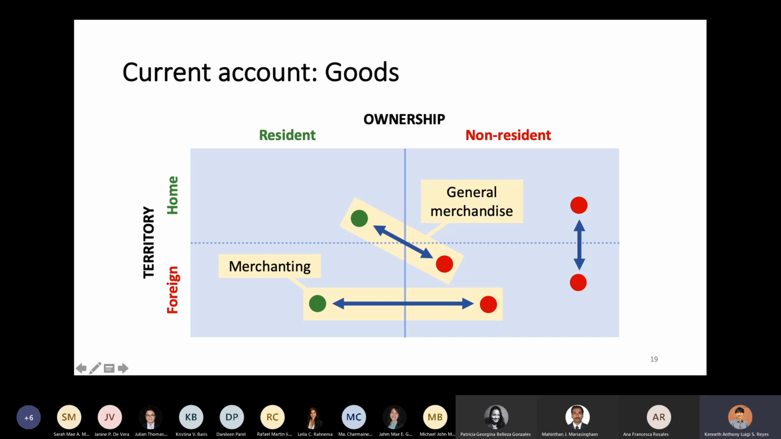Finally, for the last scenario, this would not be in the BOP. So even if you have non-residents or you have goods passing your territory, this will not be counted as an international transaction because it's between non-residents. So a good example of this would be embassies. If the U.S. government sends goods to its embassy elsewhere, that's not going to be counted as an import because it's between a U.S. resident and a U.S. resident.